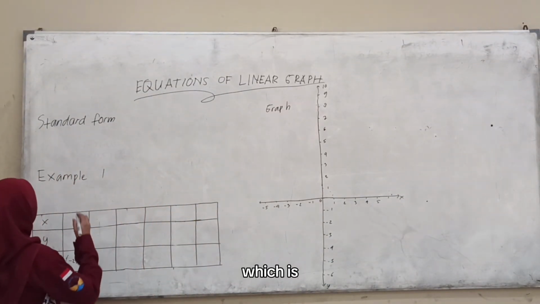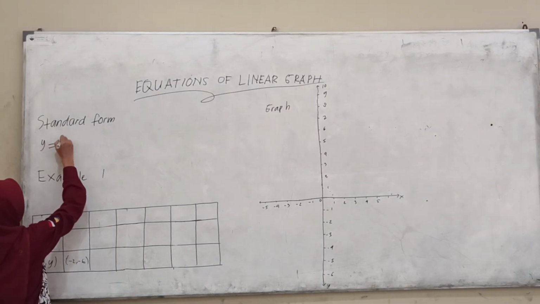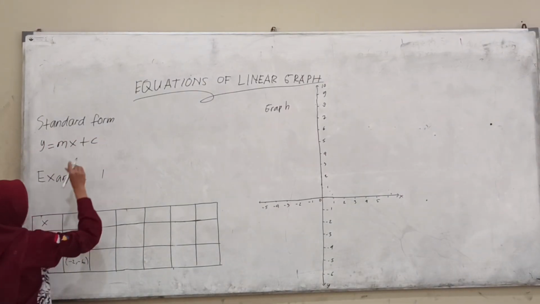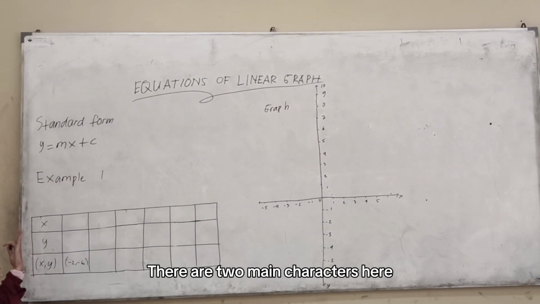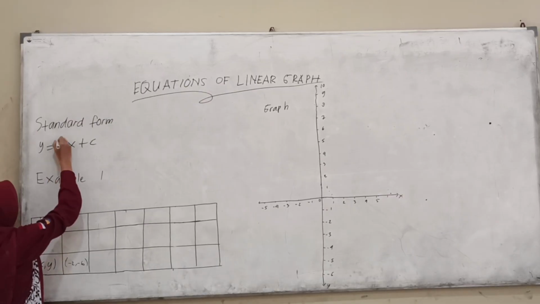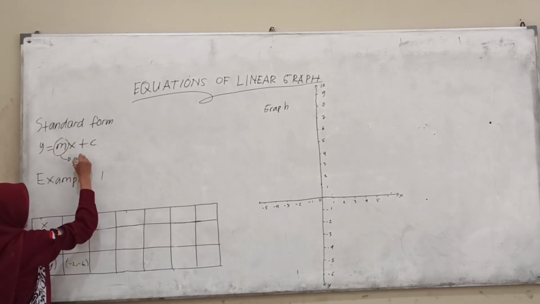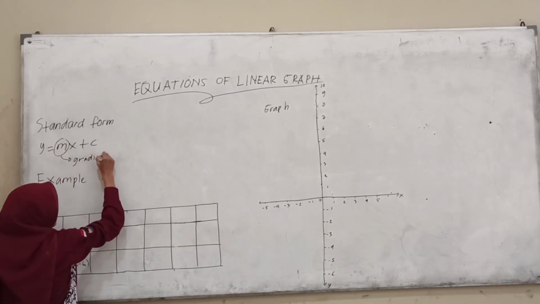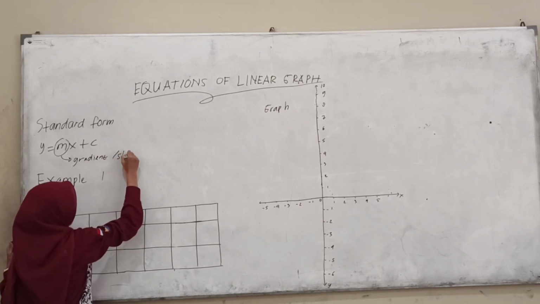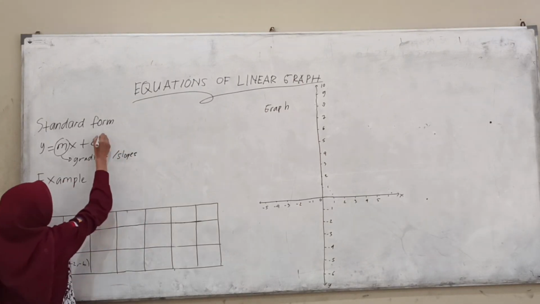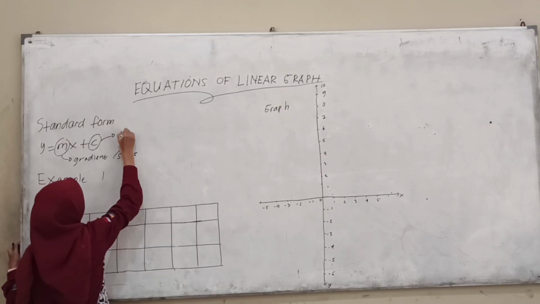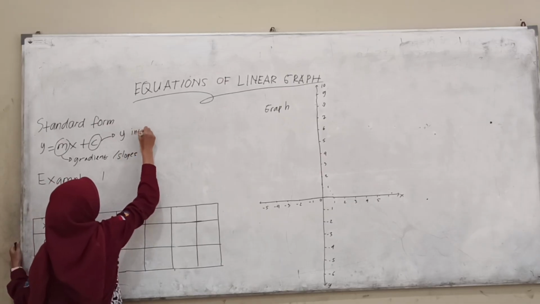Okay, let's go. So the first question, we have to know about the standard form of the equation of a linear graph, which is y equals mx plus c. There are two main characters here. The m represents the gradient or slope, and the c represents the y-intercept.